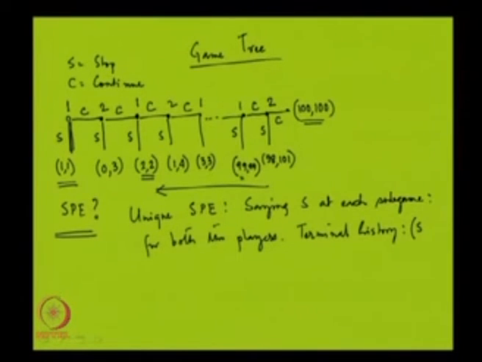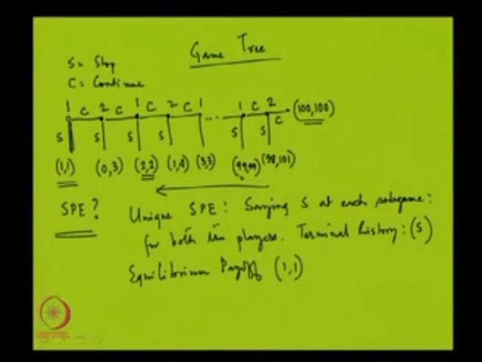S. So, this is the terminal history, and the equilibrium payoff is obviously 1, 1.